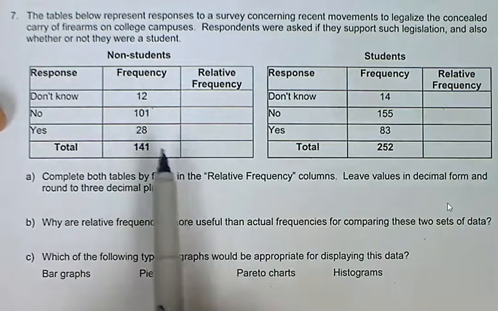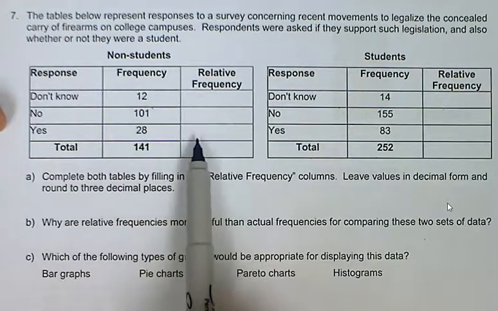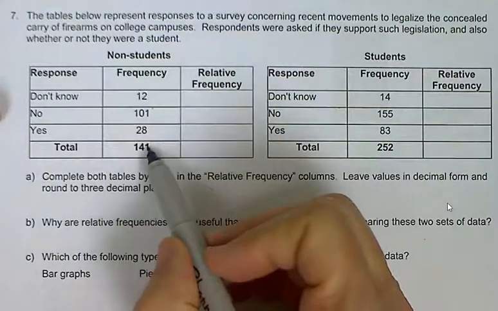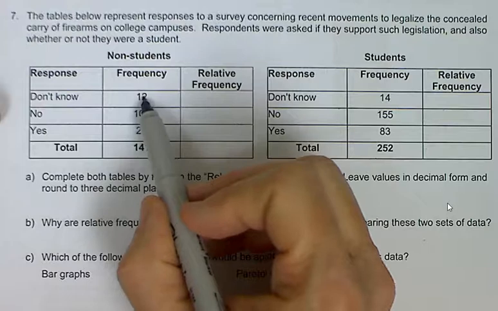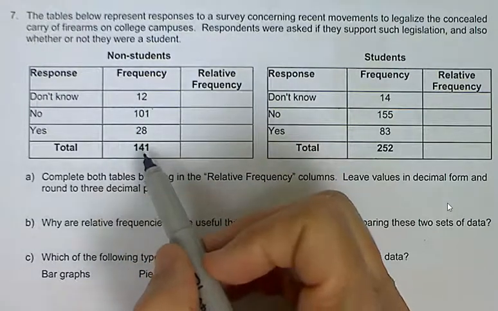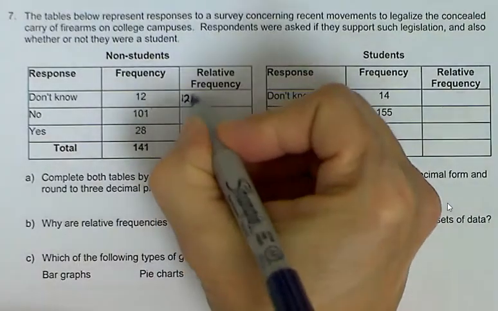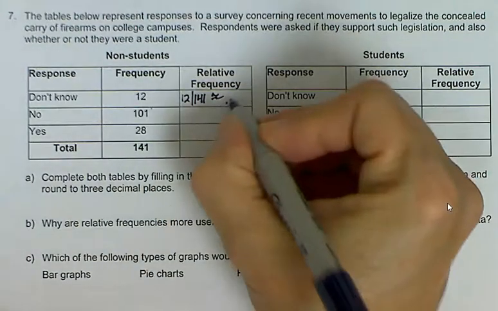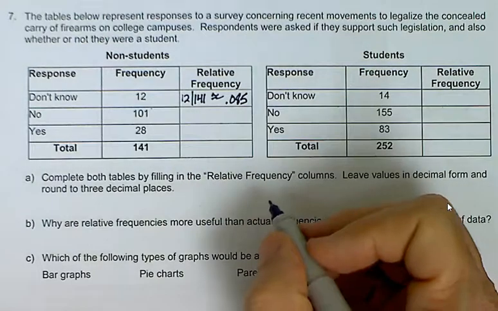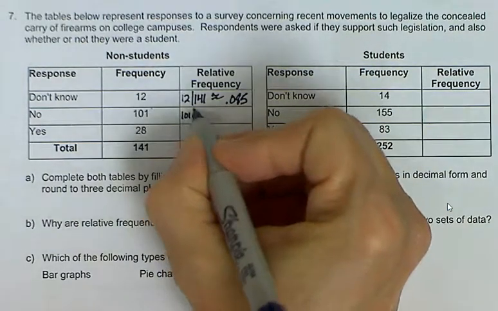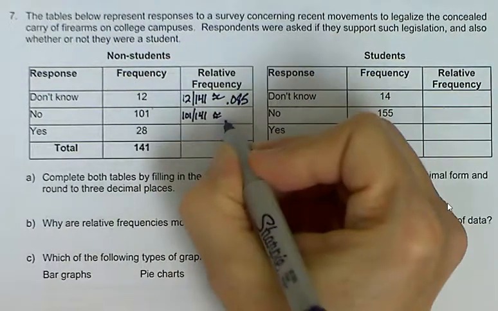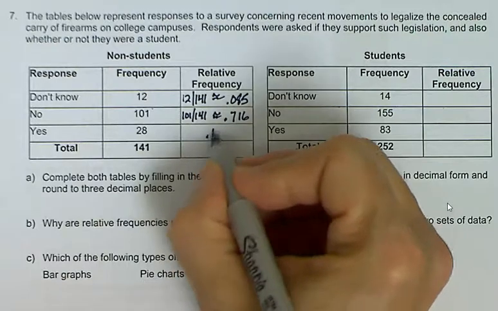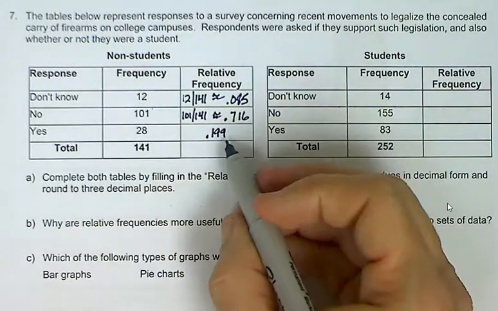The first thing we're going to do is create relative frequency tables for both of these. To do relative frequencies, we want to take the frequency in each category and divide by the total for that table. For this first one, we would take 12 divided by 141. This tells us to round to 3 decimal places. That's going to give us 0.085. For this one, we would take 101 divided by 141. That gives us approximately 0.716. For this one, we would divide 28 by 141 and get 0.199.